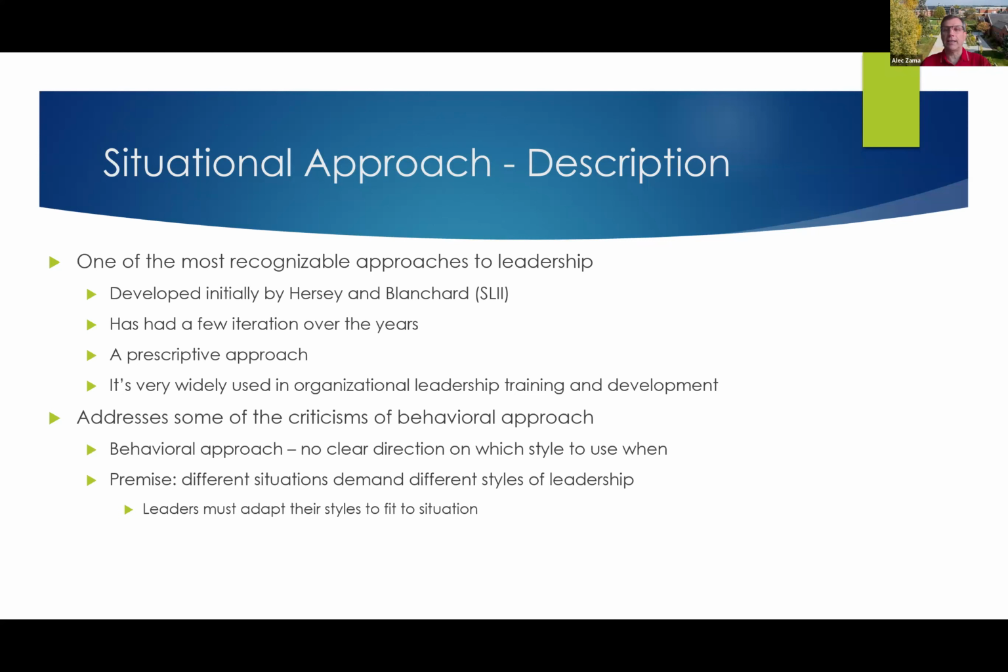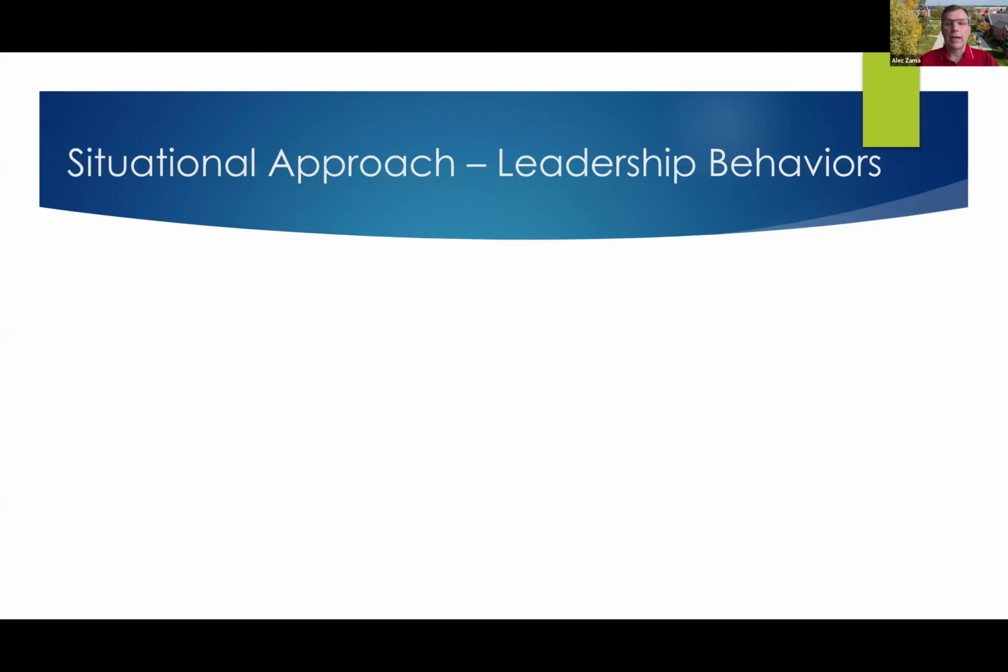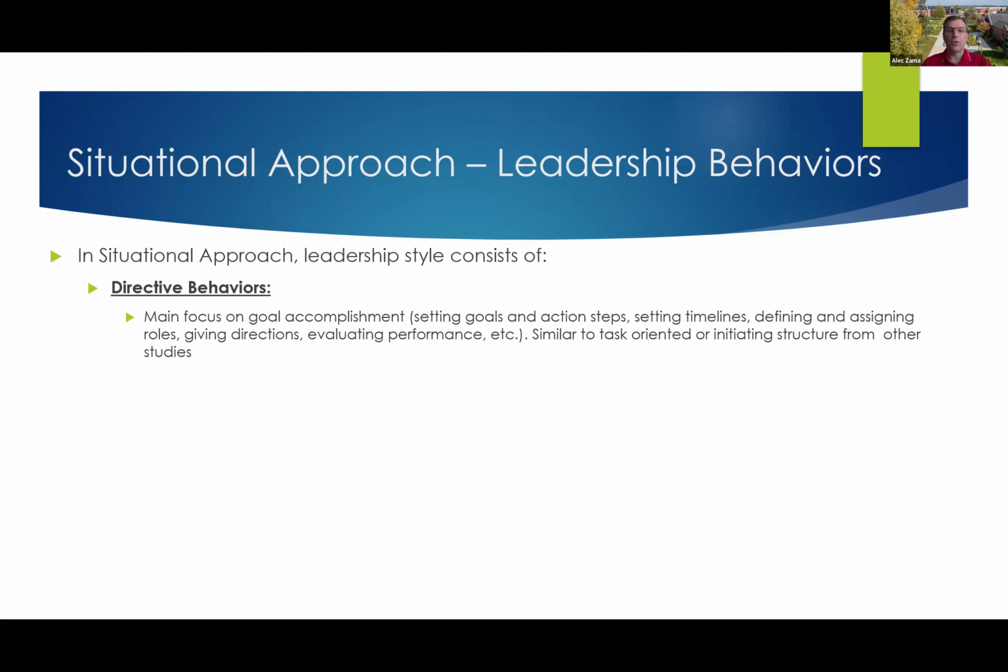Basically, the idea again is that different situations demand different styles of leadership, therefore leaders must adapt their styles to fit the situation. So there are 2 key elements in this approach: leader behaviors and followers' developmental level. The leader's behavior or leader style consists of 2 distinct behaviors: directive behaviors, which are very similar to the task-oriented behavior that we discussed in the behavioral approach to leadership.